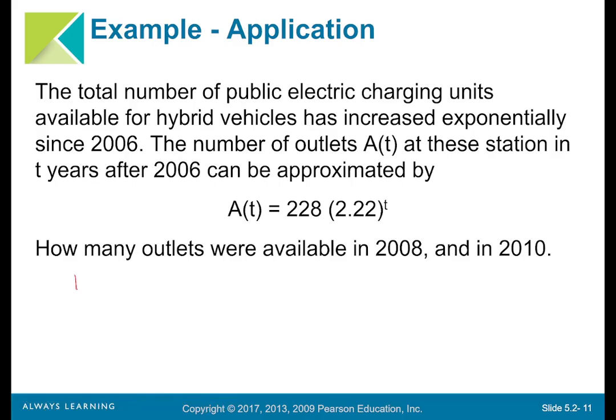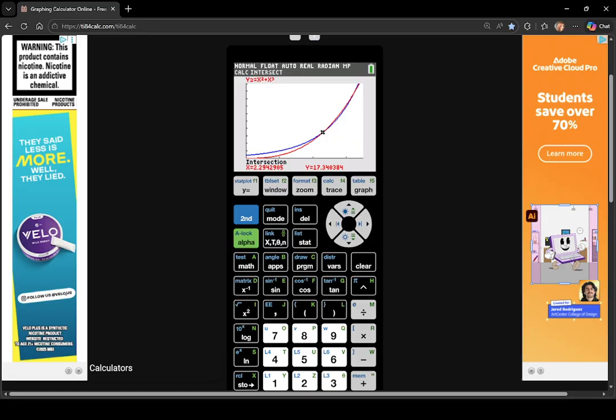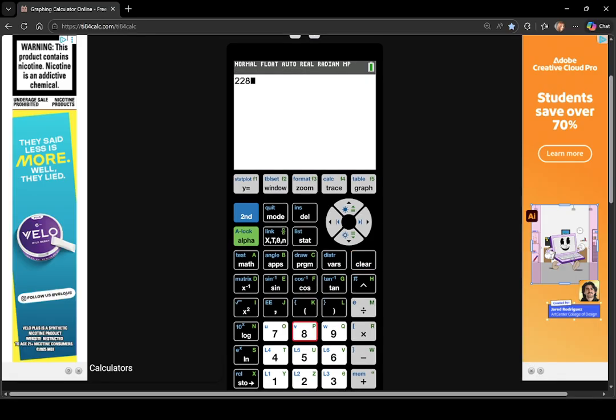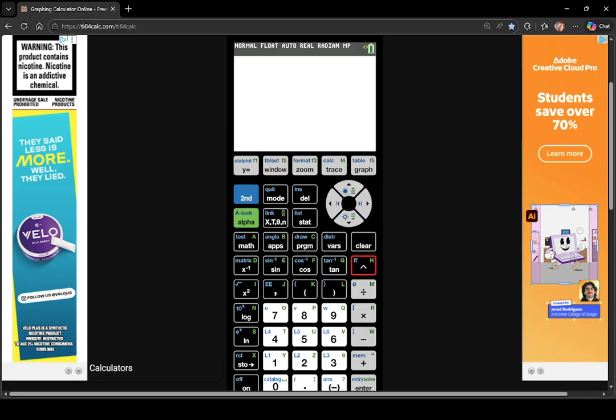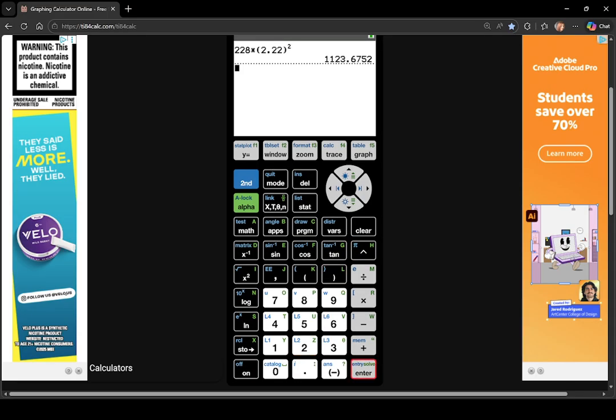So if I want to see 2008, I'm looking at T equals 2 because 2008 is 2 years since 2006. So now I'm looking at A of 2, which is just 228 times 2.22 to the 2. And we'll put this in our calculator to see what this looks like. So that was 228 times 2.22 raised to the 2. And we get 1,123.68.